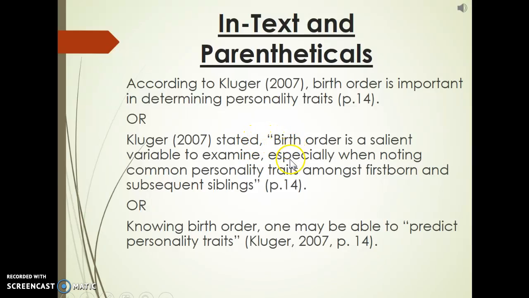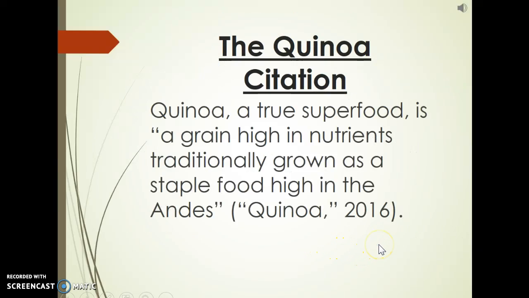Here we have a direct quote: "Birth order is a salient variable to examine, especially when noting common personality traits among firstborn and subsequent siblings." So we have the quotations around the words itself, but we save the punctuation for the end of the parenthetical. And then the very last one is representative of a parenthetical citation. So knowing birth order, one may be able to, here's a partial quote, which we could do. We don't have to take the entire sentence. Predict personality traits, Kluger, which is the author. We have the year of publication, and then the page number, and then the punctuation.